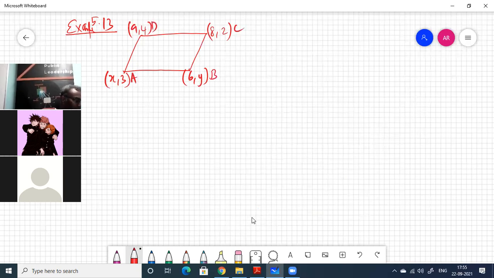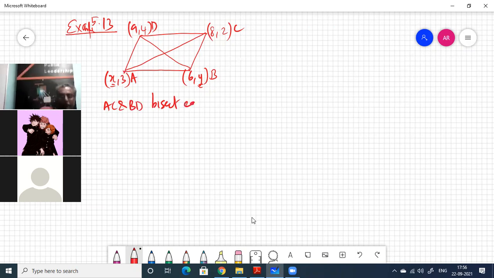Okay, these are the vertices of a parallelogram taken in order. Find the value of x and find y. That's what the question is asking. Now how do you do that? In geometry, you learned that the diagonals AC and BD bisect each other in a parallelogram. Only that we are going to use to solve this problem.